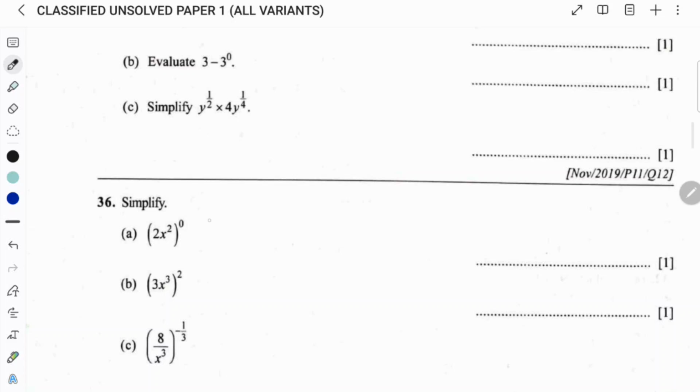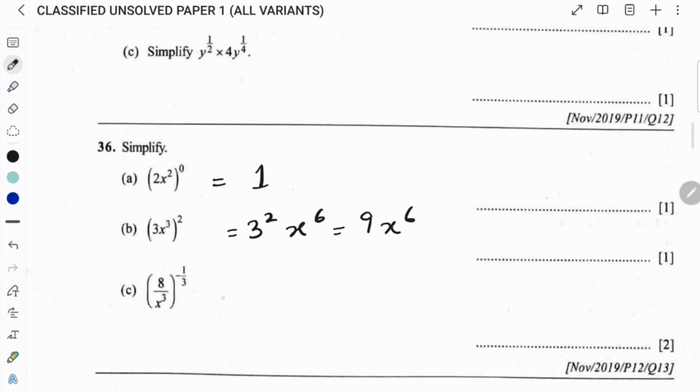Now this question, this is 2x square whole to the power 0, and we don't need to solve anything. If 0 is the whole power, then we write down 1. If 2 is written outside, then it makes a difference. Okay, 3x cube whole square. 3 is squared and x to the power of 6. That is 9x to the power of 6.